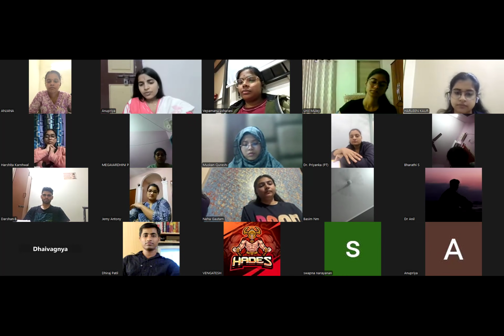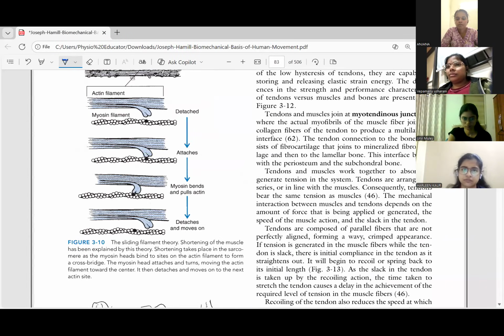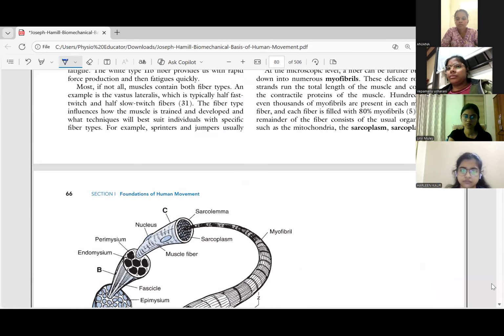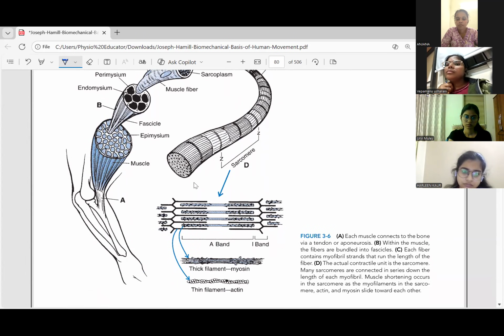Perfect. Now we are moving on to the next thing, guys. We are going to discuss something called muscle architecture. So this is what we discussed, guys. Let me just share the screen. Can you see?